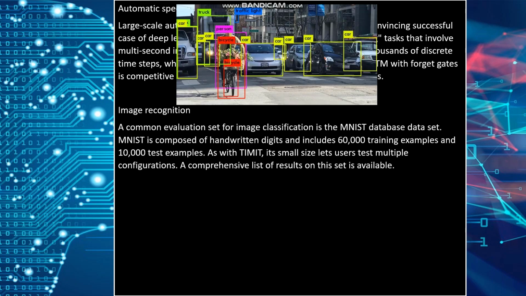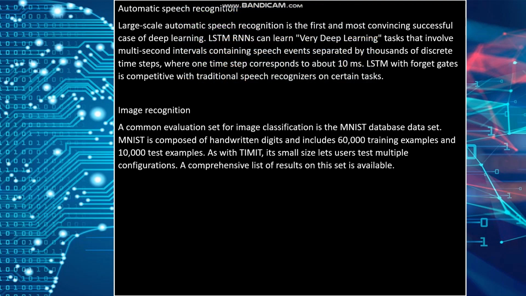Image recognition. A common evaluation set for image classification is the MNIST database dataset. MNIST is composed of handwritten digits and includes 60,000 training examples and 10,000 test examples. As with TIMIT, its small size lets users test multiple configurations. A comprehensive list of results on this set is available.